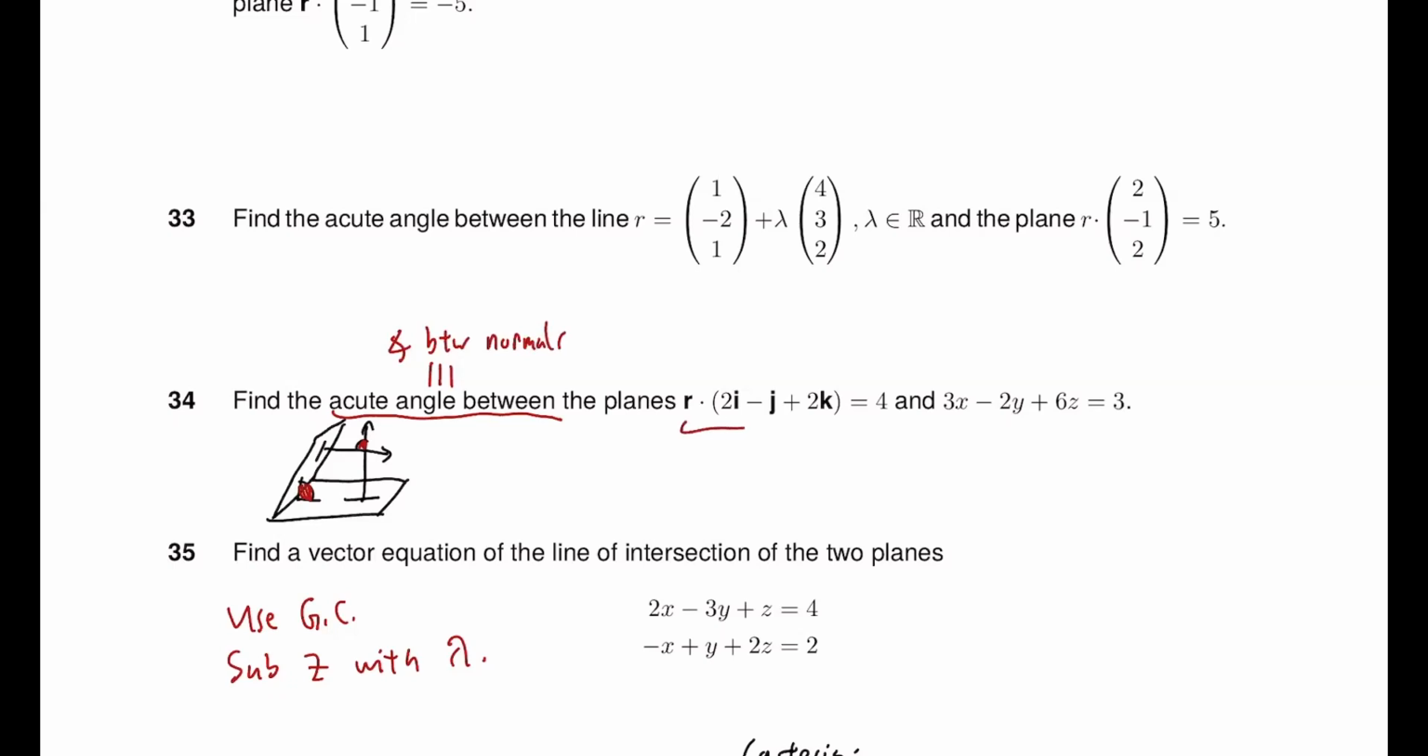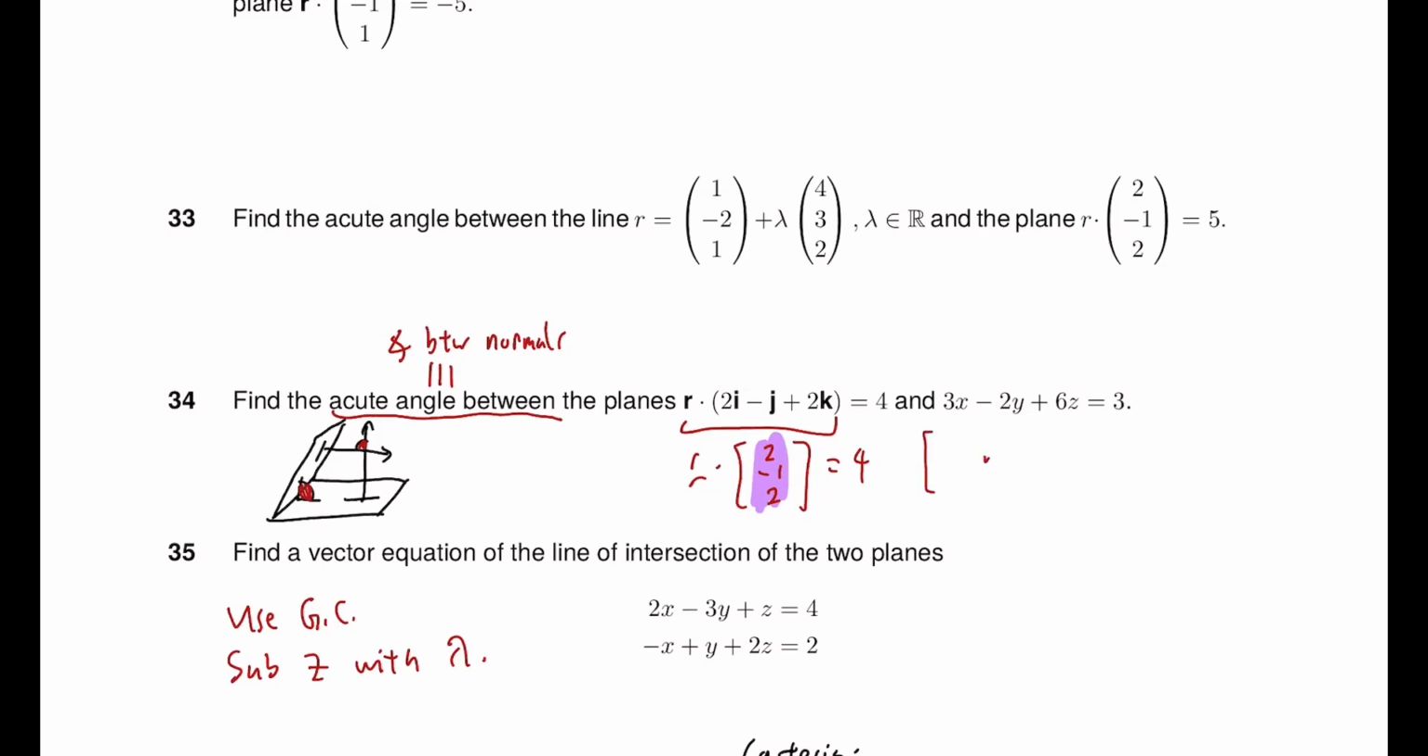So how do you get the normal here? r dot n. So the n is negative 1, 2, that is the normal. Exactly. That's my first normal. How about this one? A bit more complicated. How to convert? Must convert back to the vector form.